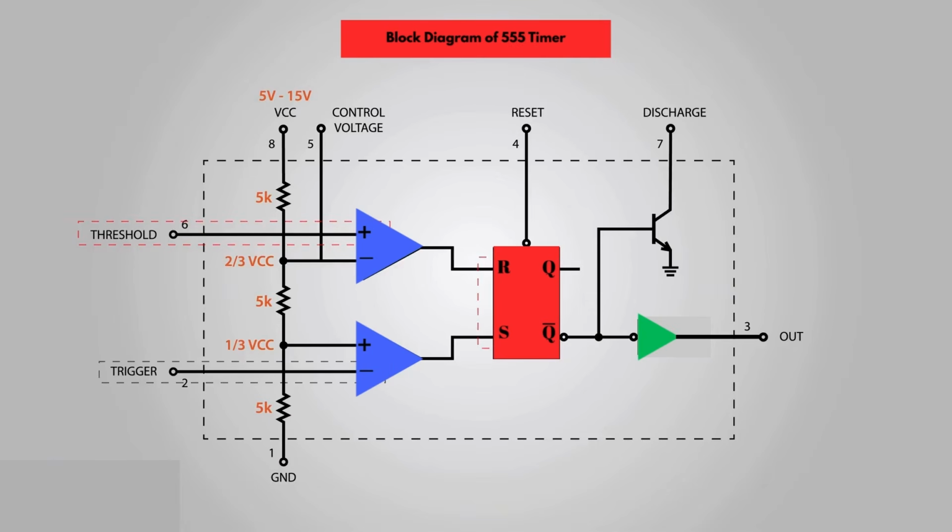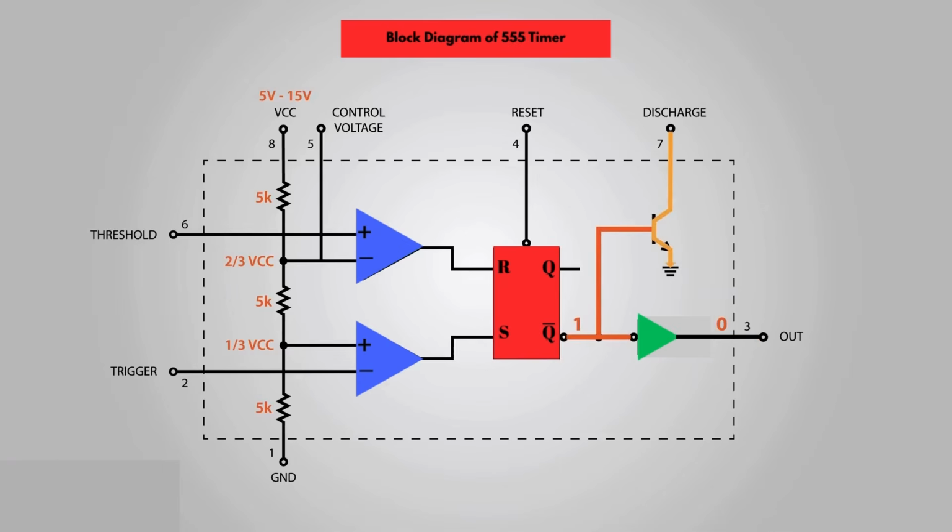The flip-flop will output 1 when the R is 0 and S is 1, and vice versa, it will output 0 when R is 1 and S is 0. Additionally, the flip-flop can be reset via the external pin called reset, which can override the 2 inputs, thus resetting the entire timer at any time. The Q-bar output of the flip-flop goes to the output stage or the output drivers, which can either source or sink a current of 200 mA to the load. The output of the flip-flop is also connected to a transistor that connects the discharge pin to ground.